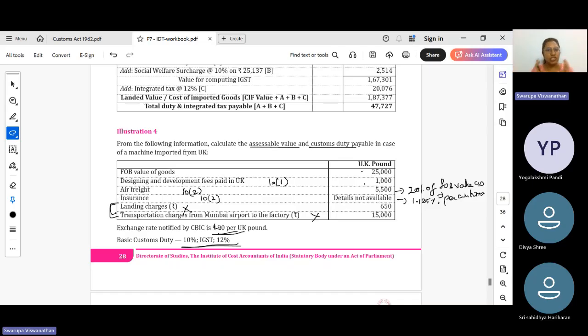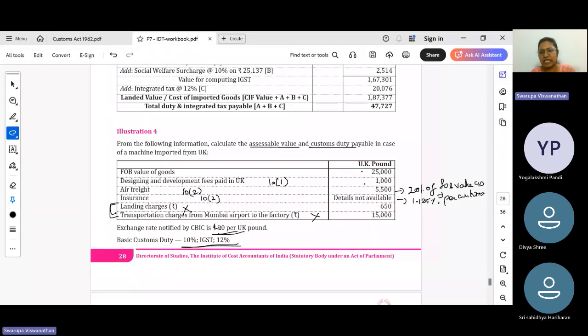So have a logical understanding of which expense to be added, which expense should not be added. Any expense that is incurred till the goods enter the territorial waters, till the import gets completed, all those expenses will be added to calculate the assessable value. If any expense is incurred after the goods enter the territorial waters, after the import is completed, those expenses will not be included in calculating assessable value.